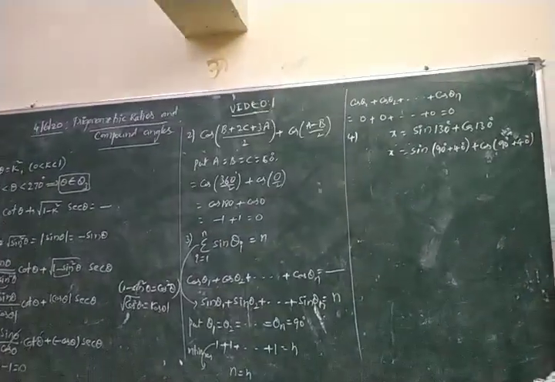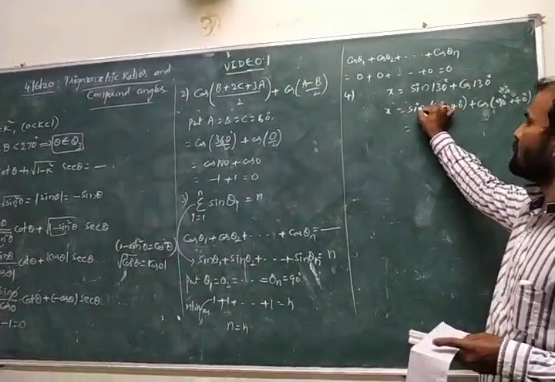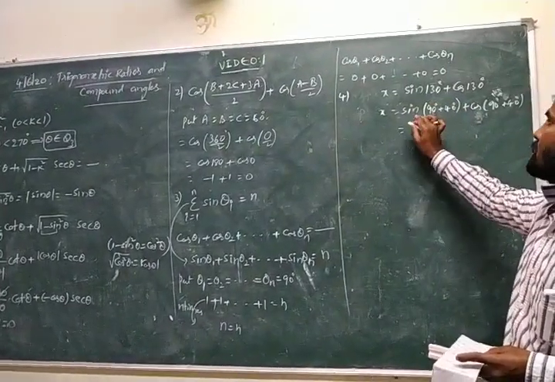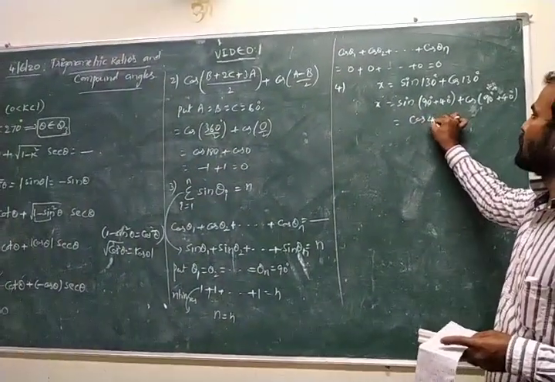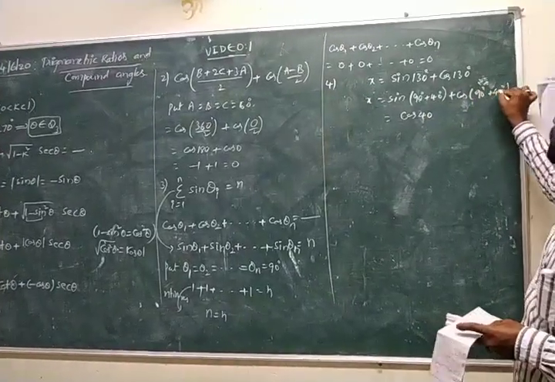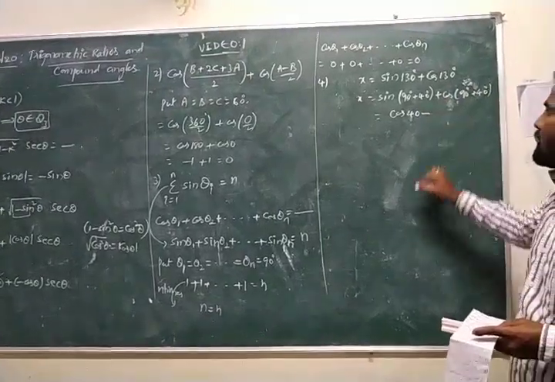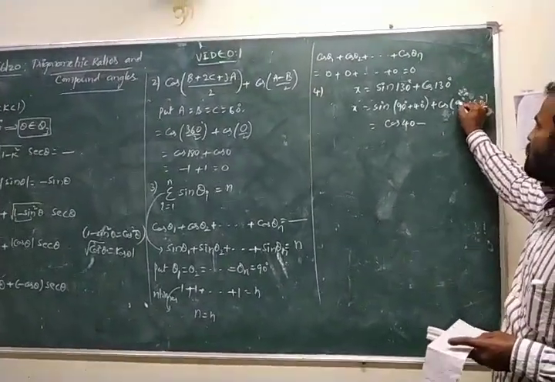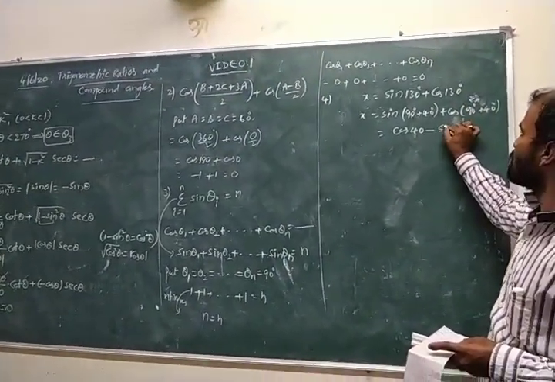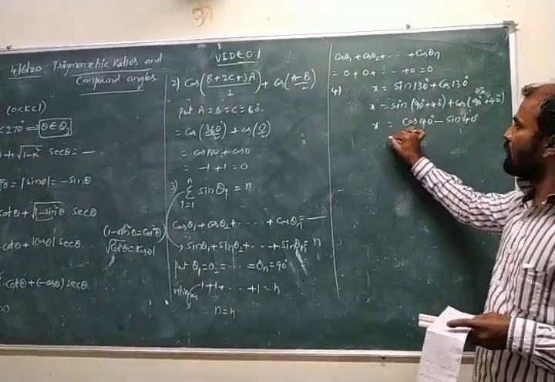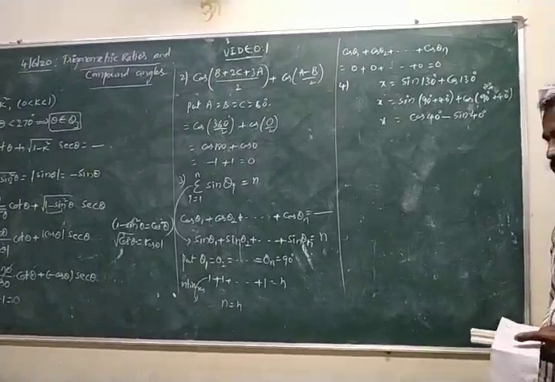So 90 plus theta is in the second quadrant. In the second quadrant sin is positive, and for 90 degrees the trigonometric ratio will change. Sin becomes cos 40, and cos of 90 plus theta is in the second quadrant. In the second quadrant cos is going to take minus. For 90 degrees the trigonometric ratio changes, so cos changes to sin 40. So the x value will be cos 40 minus sin 40.